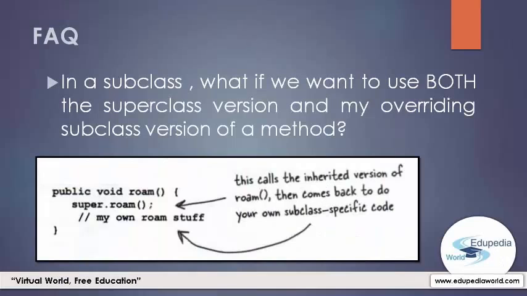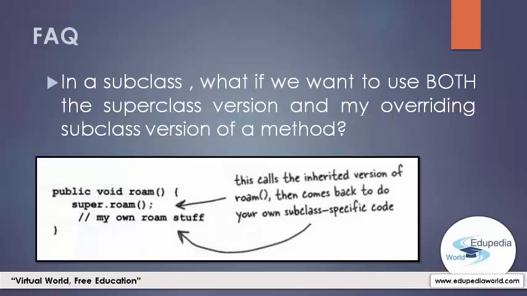Now here is another frequent question. In a subclass, what if we want to use both the superclass version and the overriding subclass version of a method? In other words, if I don't want to completely replace the superclass version, can I just add more stuff to it?